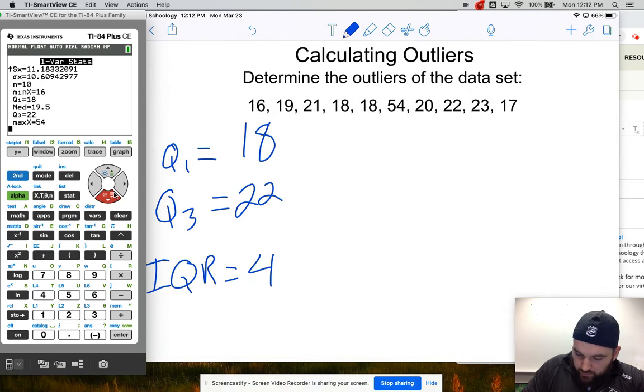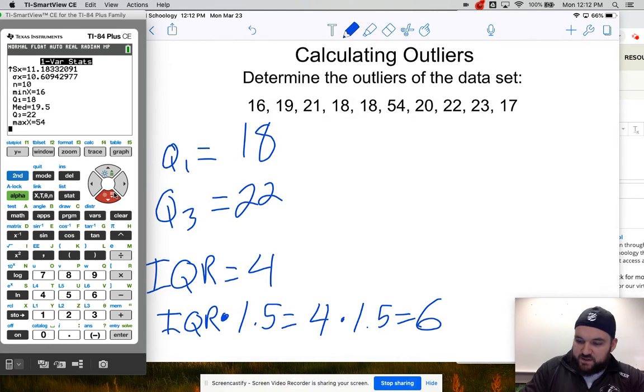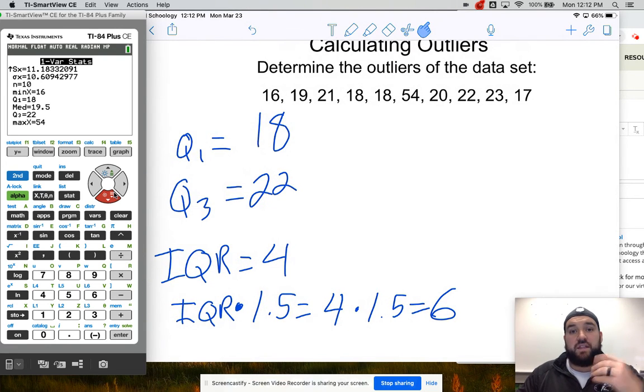Okay, so then what I'm going to do is take the IQR and multiply it by 1.5. So I'm going to take the IQR 4, multiply by 1.5. That gives me 6. Okay, that number 6 is pretty important. What that basically says is if you are 6 above Q3 or you are 6 below Q1, anything further than that from the quartiles, you are considered an outlier.